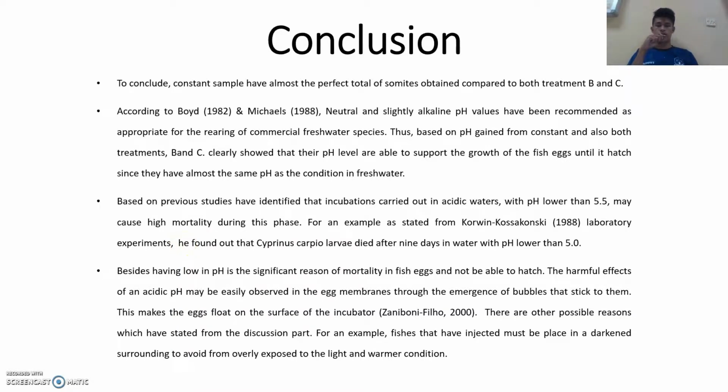So, as the conclusion, the sample in the control water, that is dechlorinated water, has the most perfect total somite compared to treatments B and C. This is because dechlorinated water has a neutral pH, almost 7.4, as stated in the appendices. So for treatments B and C, the pH is above 8, which is unsuitable for the egg to grow.